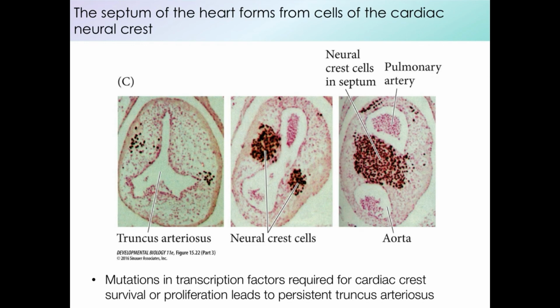In addition to contributing to structures of the heart, it's also important to know that the cardiac neural crest cells contribute to cells of the immune system, because they contribute to the thymus gland, which is important for the function of the T cells.